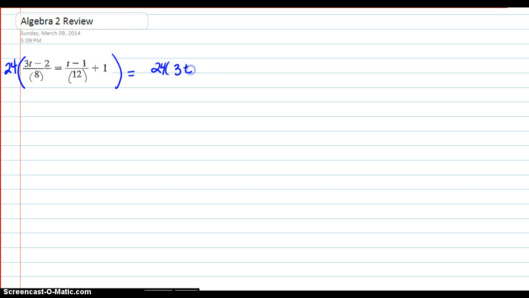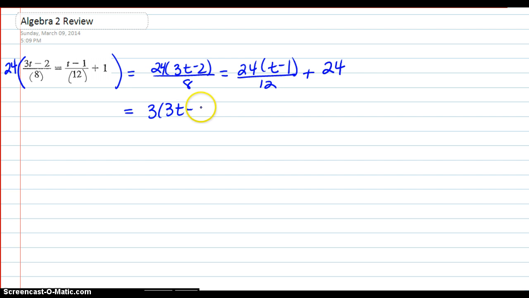So 24 times 3t minus 2, we didn't change the denominator, equals 24 times t minus 1, again didn't change the denominator, plus 24 times 1, which is just 24. After we multiplied by that common denominator, we canceled. So 24 divided by 8 is 3, so we have 3 times 3t minus 2 equals 24 divided by 12 is 2, so we have 2 times t minus 1 plus 24. And by canceling, you notice we have no more fractions.